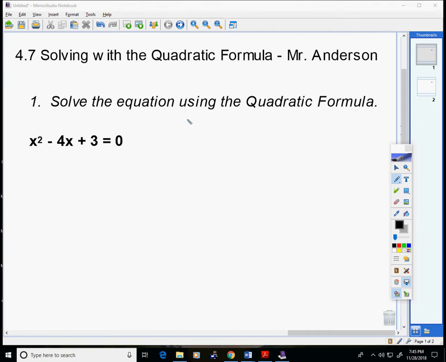First thing I want to do is to write out the quadratic formula, so I need to know the quadratic formula. Let's write it out. X equals negative b plus or minus the square root of b squared minus 4ac, all over 2a.